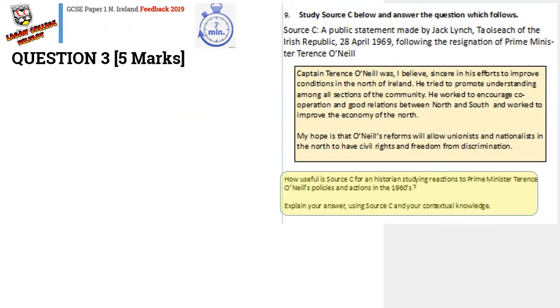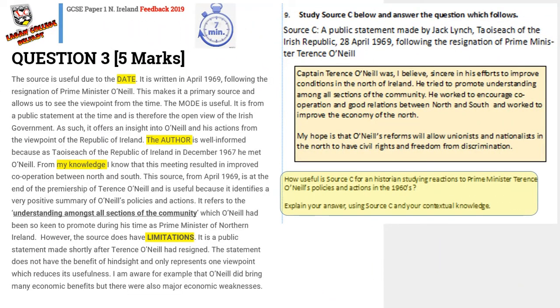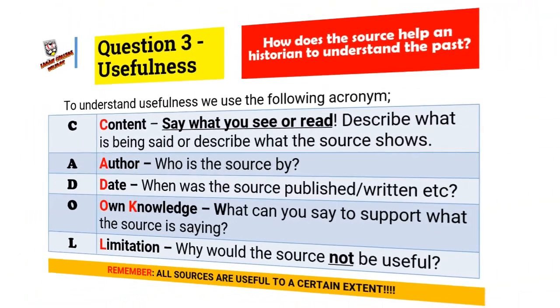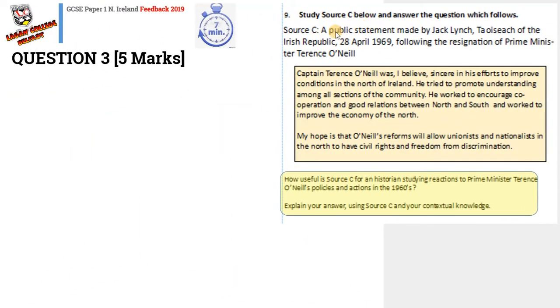Alright, so this is our example here. It is a public statement made by Jack Lynch. Jack Lynch was Taoiseach of the Irish Republic, as you know, and it was made on the 20th of April 1969, following the resignation of Prime Minister Terence O'Neill. That gives you the context, the author and the date. Don't forget that at the very top there is often a lot of material. It's a public statement, Jack Lynch is the author, 20th of April 1969 is the date, and this is the event, before we even get into the source.